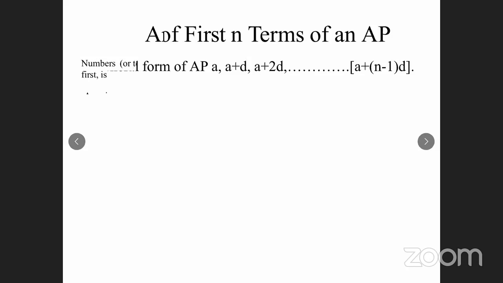The next part of the topic is the sum of the first n terms of an AP. What is the sum of n terms of an AP? We have the general form of an AP: a, a plus d, a plus 2d, and so on. The nth term is given by a plus n minus 1 times d. Correct? We will represent the sum of the first n terms as the letter S.